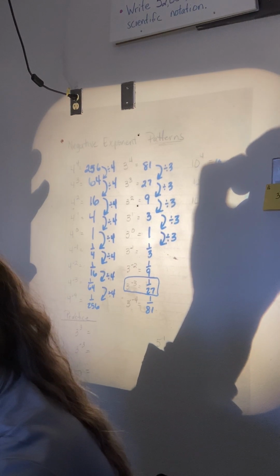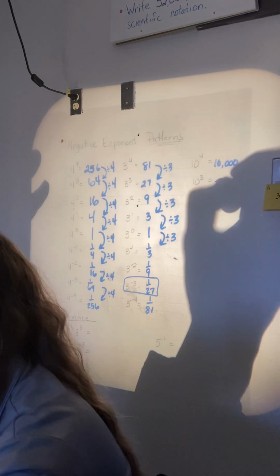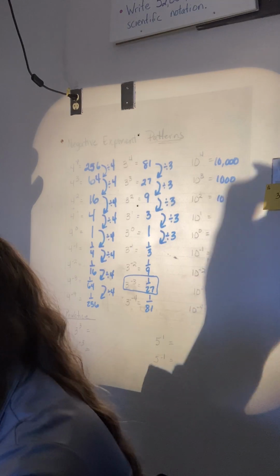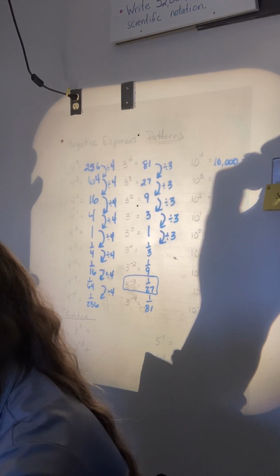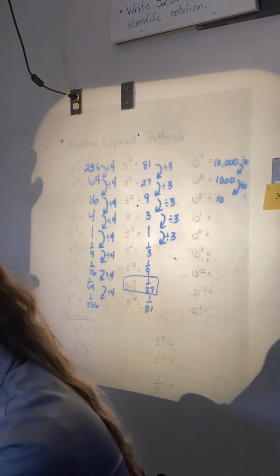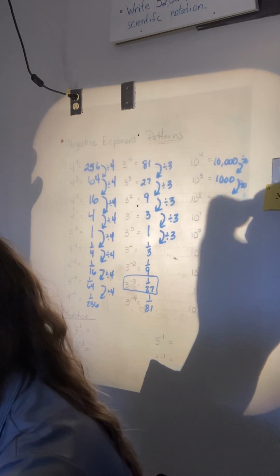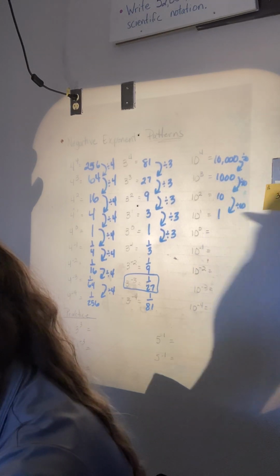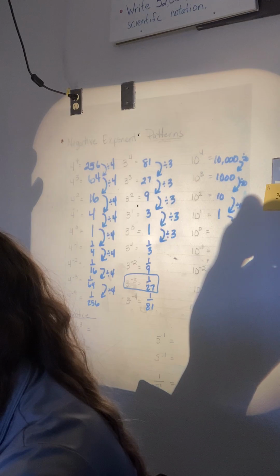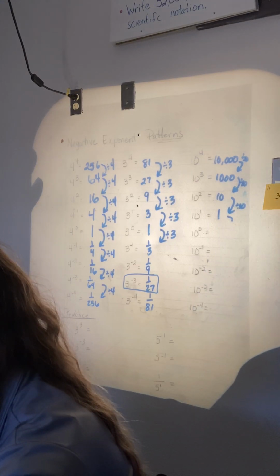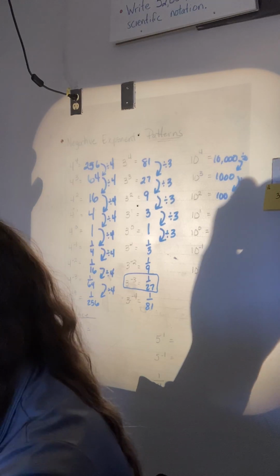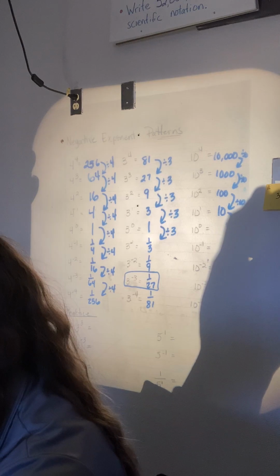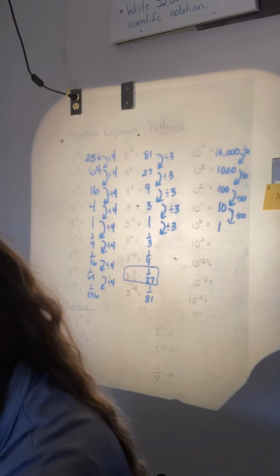10 to the fourth power, 10,000. 10 to the third power, 1,000. 10 to the second power, 100. What is the pattern this time? We're dividing by 10. 10 divided by 10 is 1. This is a weird one. All you have to do is put the number 0 as the exponent when the base is 10.